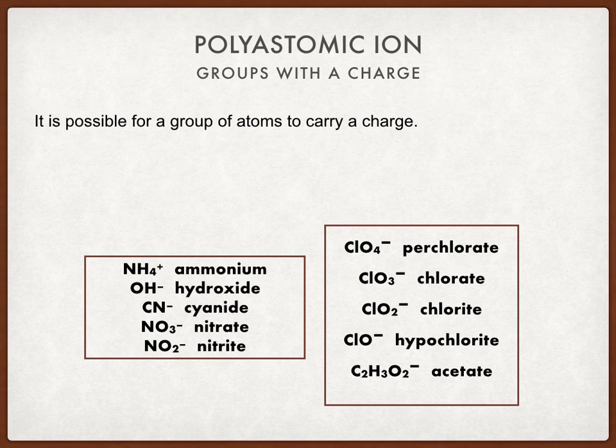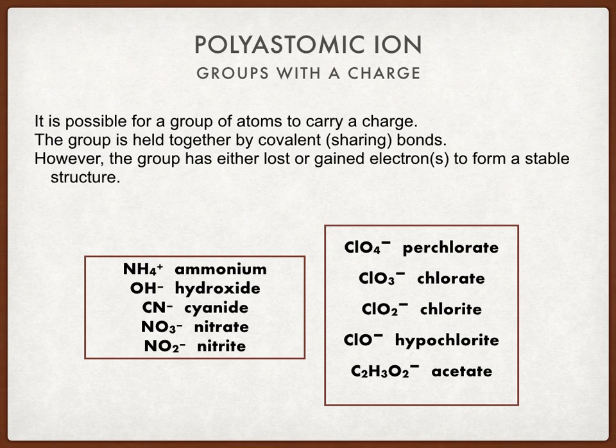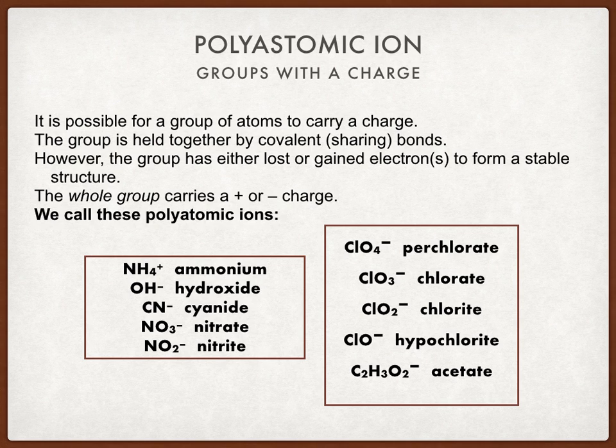So it's possible for a group of atoms to carry a charge. This is everything that I've already talked about. The whole group carries a plus or a minus charge. I've only exposed you to one cation, that's ammonium, NH4, and everything else has a minus charge. These are just some of them, but these are all called the polyatomics. There's a whole other slide of them. So just become familiar with the names. Hydroxide, cyanide, all -1. You have nitrate and nitrite, all -1. The only difference between nitrate and nitrite is an oxygen atom.